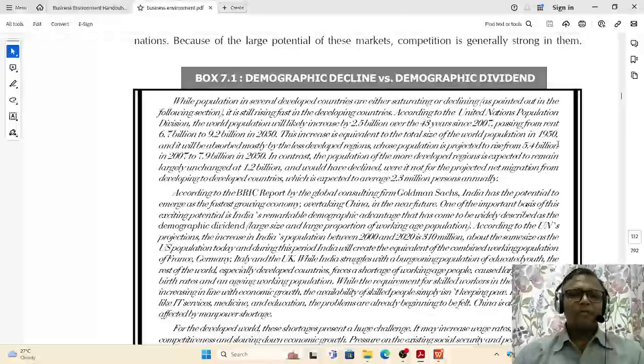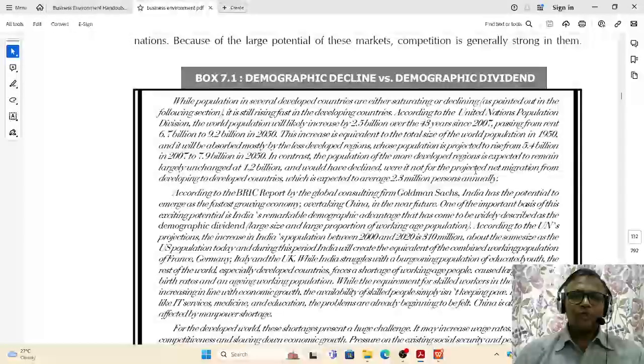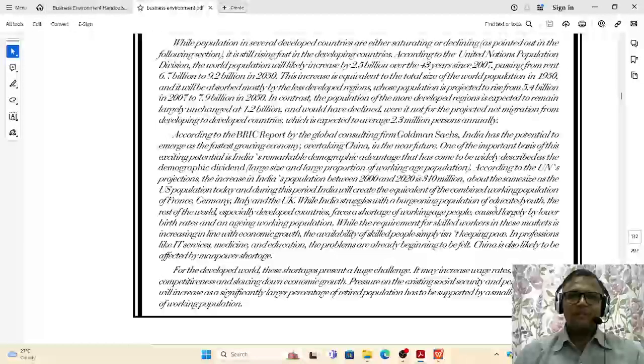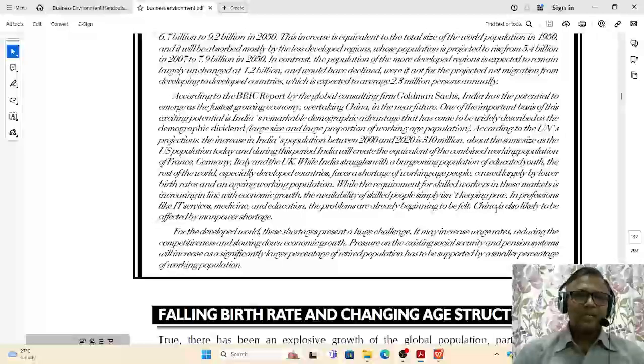According to the BRIC report by the global consulting firm Goldman Sachs, India has the potential to emerge as the fastest growing economy, overtaking China in the near future. One of the important bases of this exciting potential in the Indian market is its demographic advantage, which has come to be widely described as the demographic dividend. That is a large size and a large proportion of the working age population. According to the United Nations, the projected increase in the Indian population between 2000 and 2020 is 3 million, the same size as the US population today.